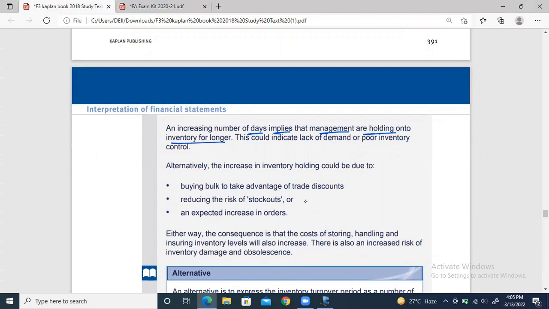Again, I told you the literal explanation for the turnover was basically how quickly inventory is being used in the company, right? Let's say a batch of inventory came into the factory on 1st March, and on 4th March it was completely finished. So we can see the inventory turnover period is very short. It's just 3 days in this case, because the first batch of inventory got finished in 3 days, right? So this could indicate lack of demand and poor inventory control.